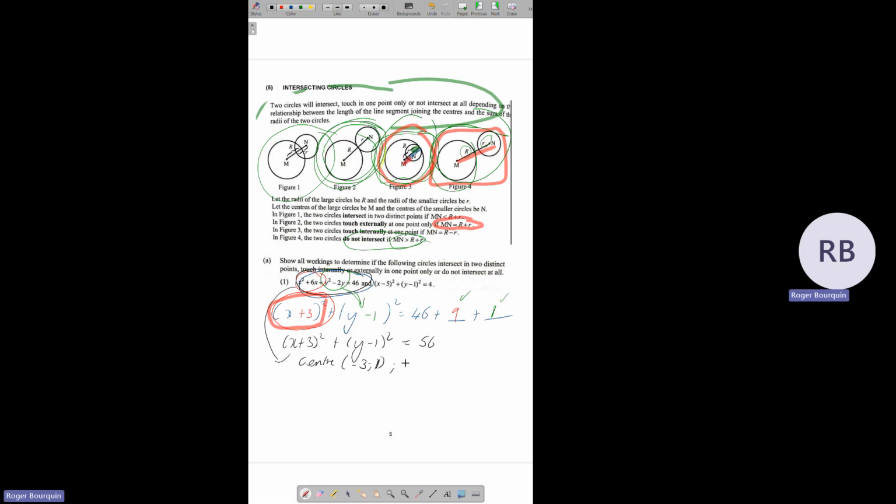So the center of this circle over here is equal to minus 3 and 1. Let's call that radius R1, and the radius of that circle is the square root of 46. So that's that circle over here. This circle over here, the center is 5 and 1, and the radius, I'm going to call it radius 2. Radius 2 is equal to the square root of 4, which is equal to 2. So those are my two circles.